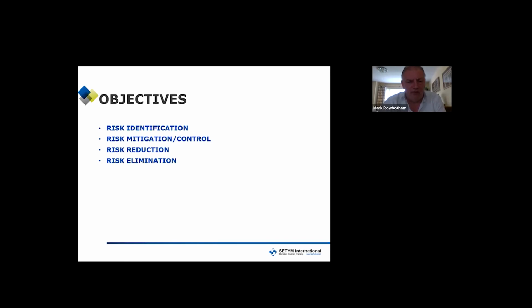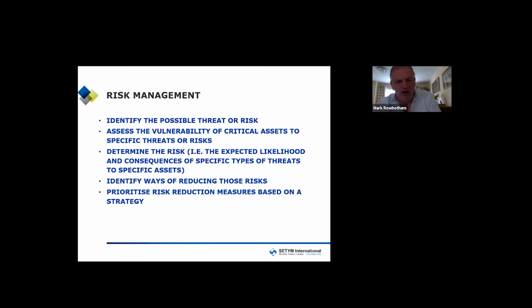or even control it. So the management of it: identify the possible threat or the risk, and then assess the vulnerability of critical assets, in other words, that which you hold most dear, to the specific threats or the risks. Now, critical assets can be anything to do with company property, finances, products, materials, human resources very definitely, because after all, human resources are what makes any organization work.